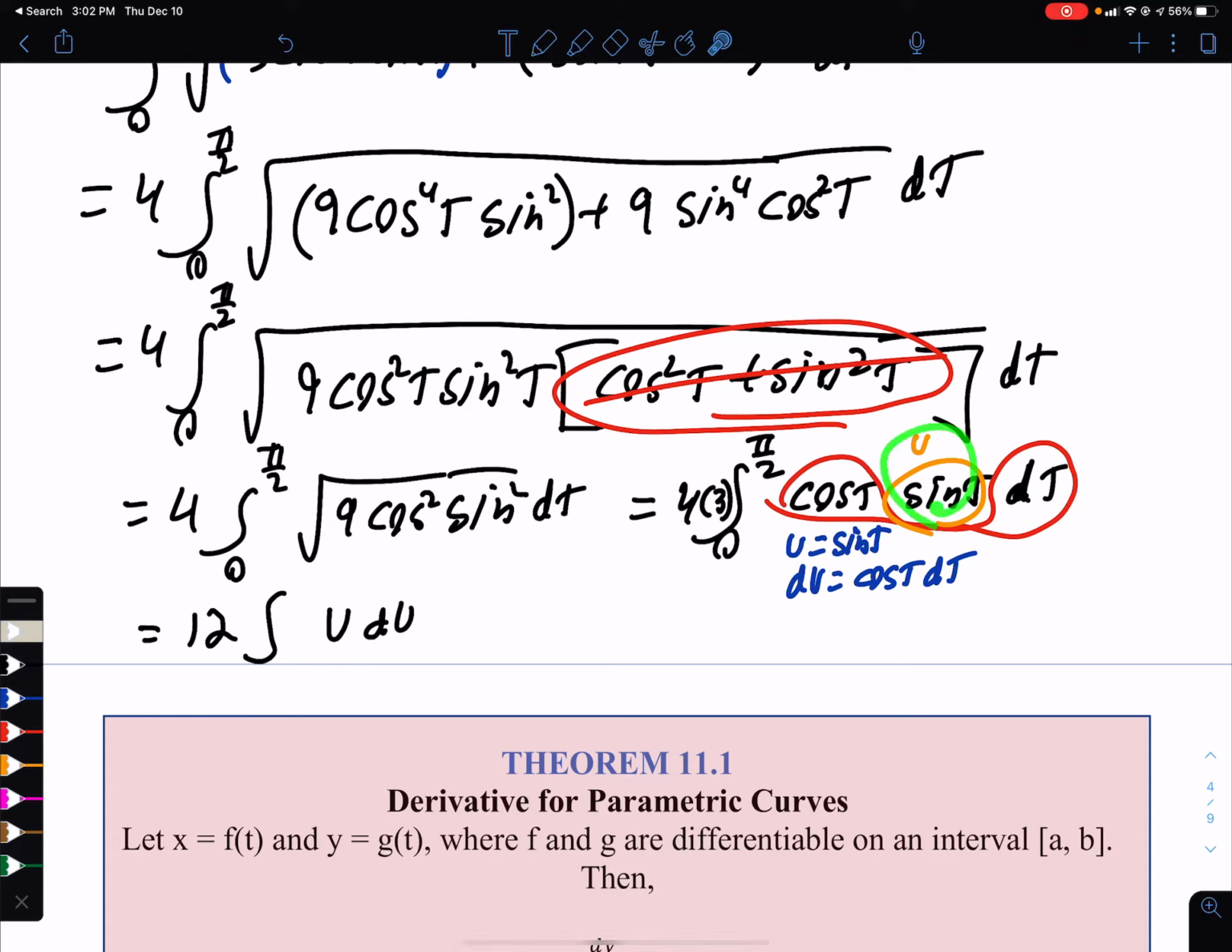See, there's u, there's du, but we need to change the limits of our integration. So when t is 0, sine of 0 is 0, u is 0. When t is pi over 2, sine of pi over 2 is 1, so we're going to go to 1. We're almost there. Take the antiderivative, that'll be u squared over 2 from 0 to 1. Plug in 1.